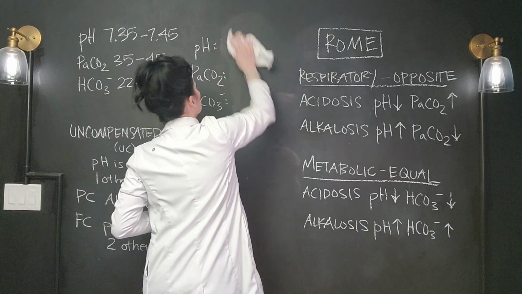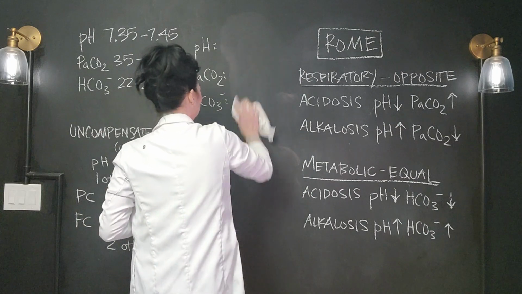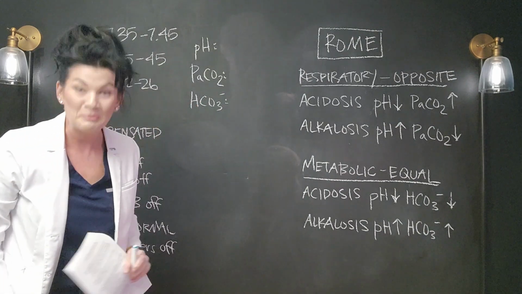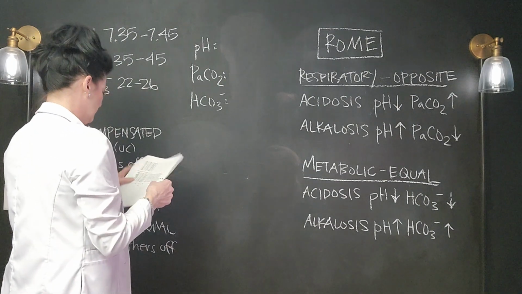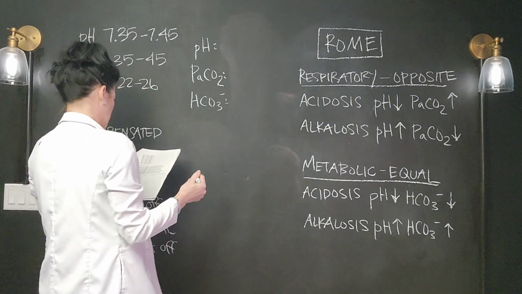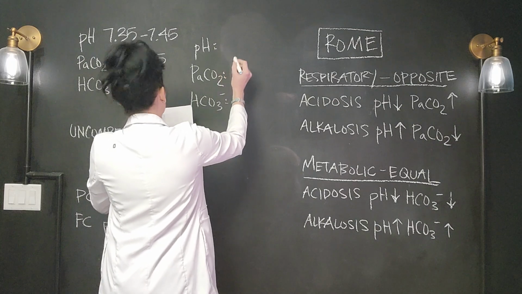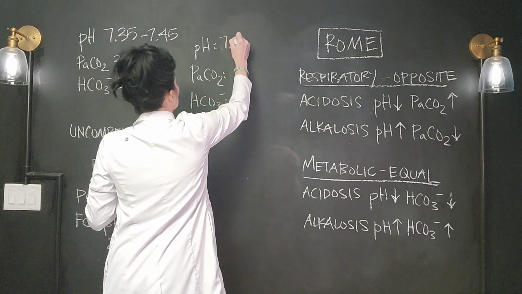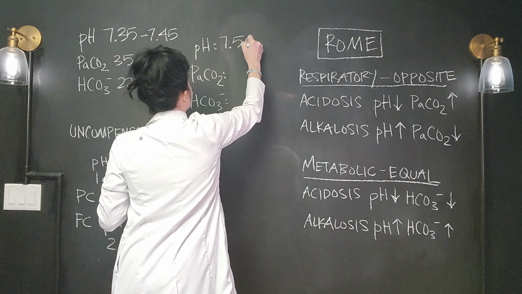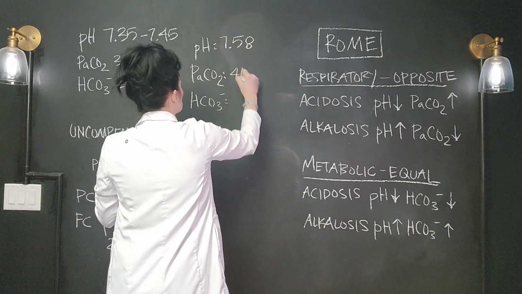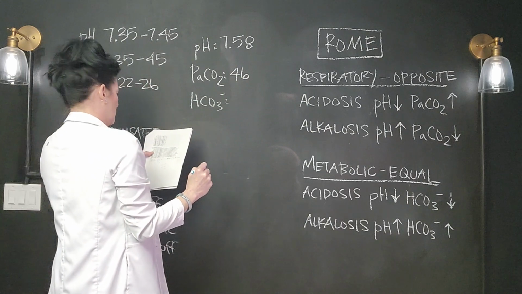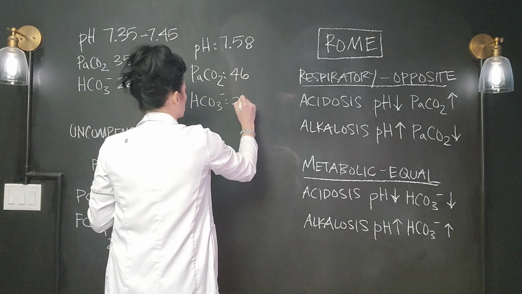My chalkboard's about ready to get really colorful. But you know, those of you who know me well, I like life better in color. All right. Our second one. Our pH, 7.58. Our partial pressure of CO2 is 46. And our bicarb is 32.